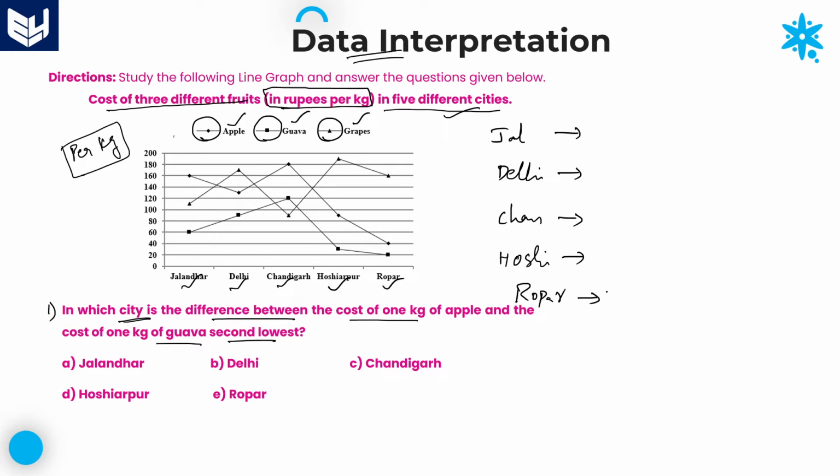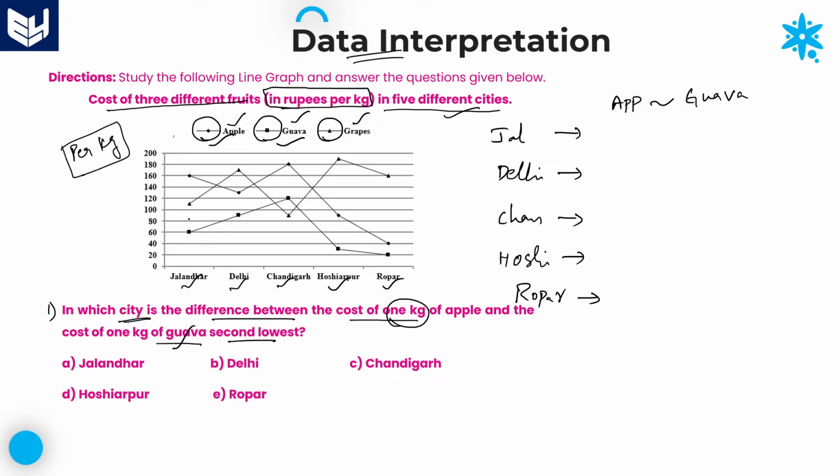Now, in these five different cities, what do we need to calculate? The difference between cost of 1 kg. Whatever values are provided in this line graph, all the values are per kg only, right? 1 kg is nothing but per kg. Here we need to take the difference between cost of apple and cost of guava. Difference in the sense highest value minus lowest value. Here apple is the rhombus shape and guava is the square shape.